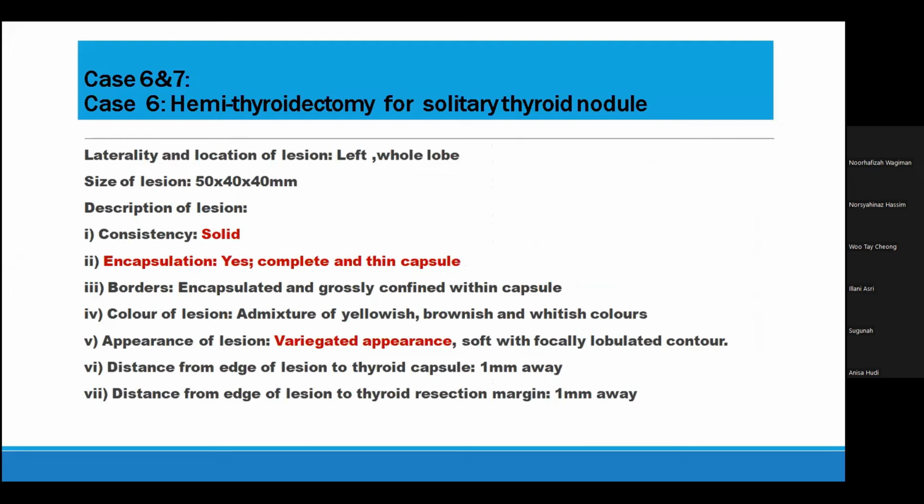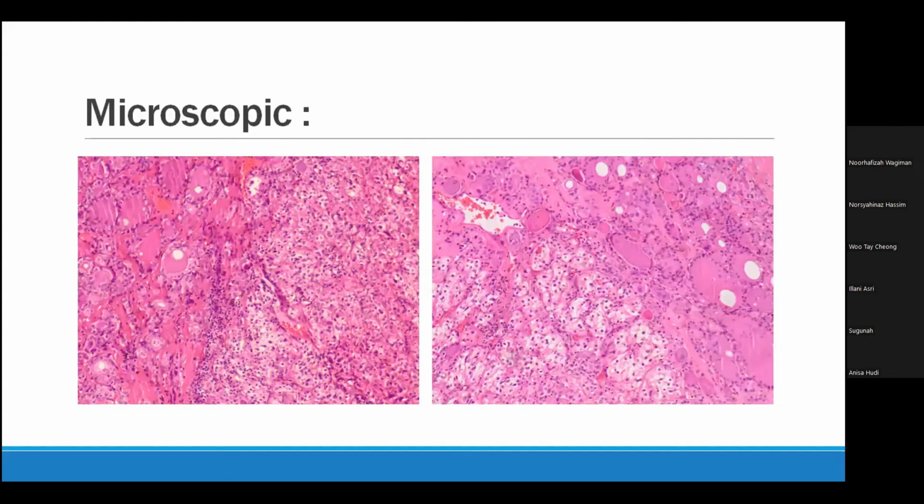Okay. Cases 6 and 7 have some of the same features, so I put them together. This is also our patient who presented with a solitary thyroid nodule, but I don't have the picture because this was way back, like 5 years ago. The lesion had a variegated appearance. It was a solitary thyroid nodule, no doubt, but the look of the nodule was variegated, meaning some of it yellow, brown, whitish, mixed like that. Okay, so this was the finding.